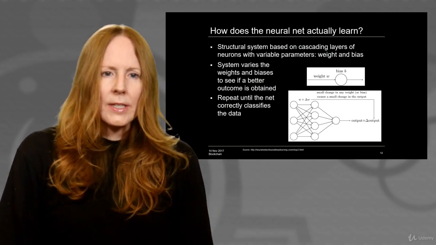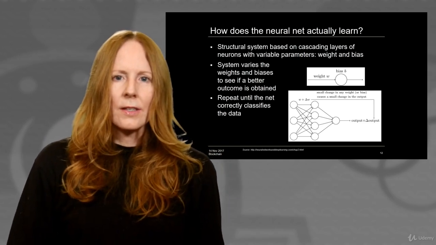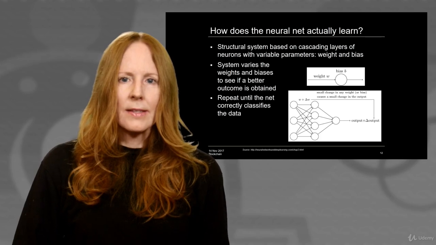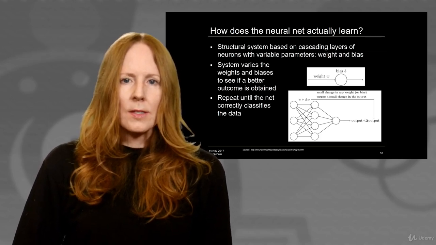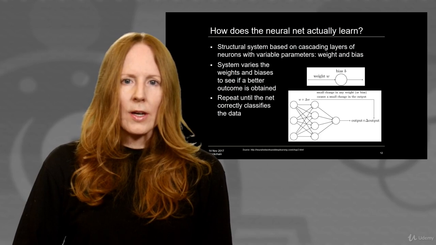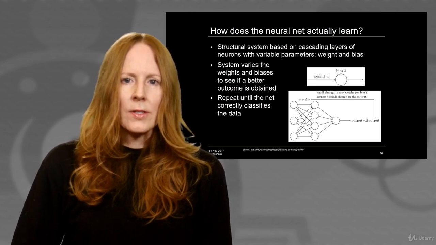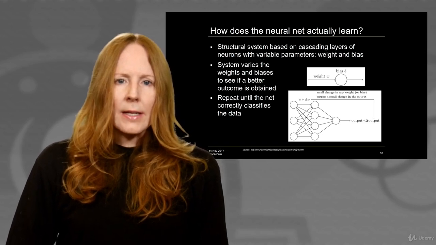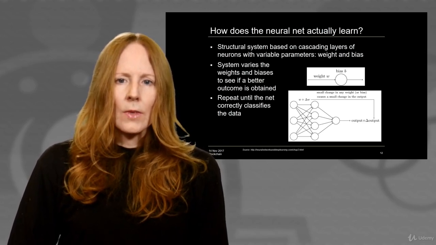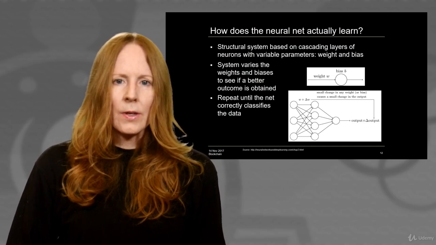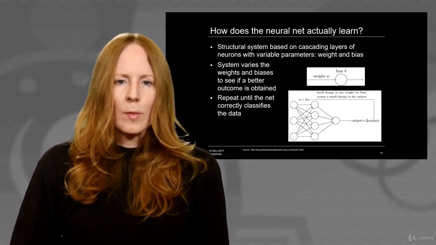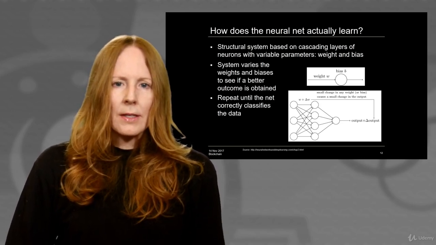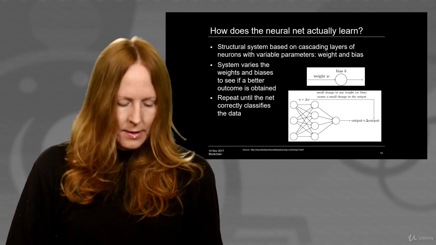They're called deep learning nets, but how do they actually learn? The neural net actually learns, or we say that in the sense that it's a structural system based on cascading layers of neurons with variable parameters of weights and biases. The system varies the weights and biases, which are a component of each computing node, to see if a better outcome may be obtained per small tweaks. We repeat this method until the net correctly classifies the data.